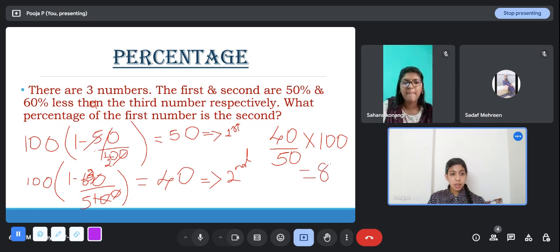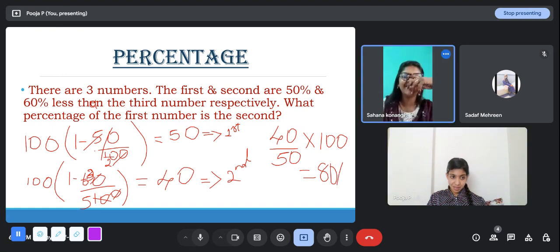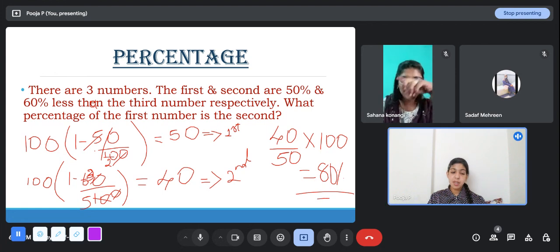80 what? 80 percent. So it's supposed to be percentage. Do not forget the symbol. I hope this is clear with Mehreen as well.